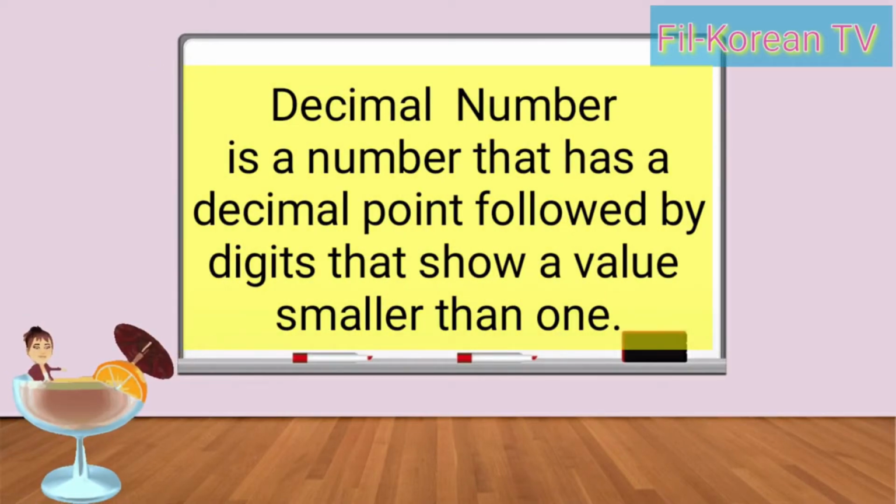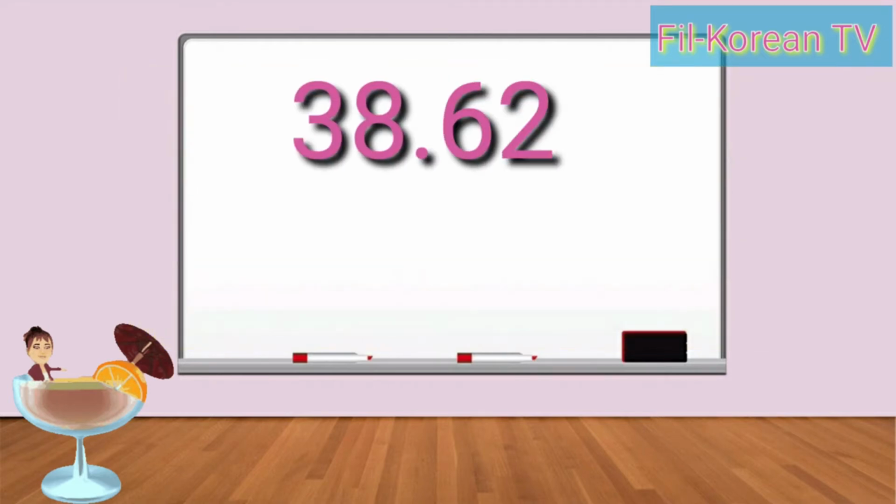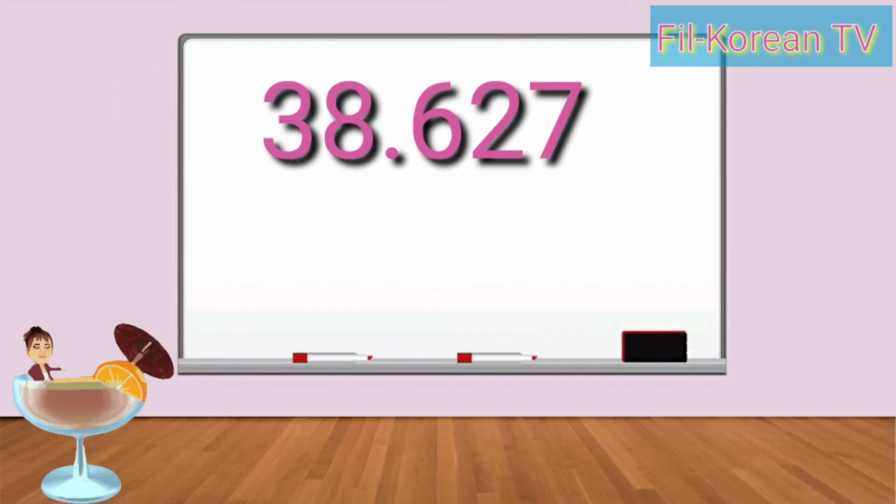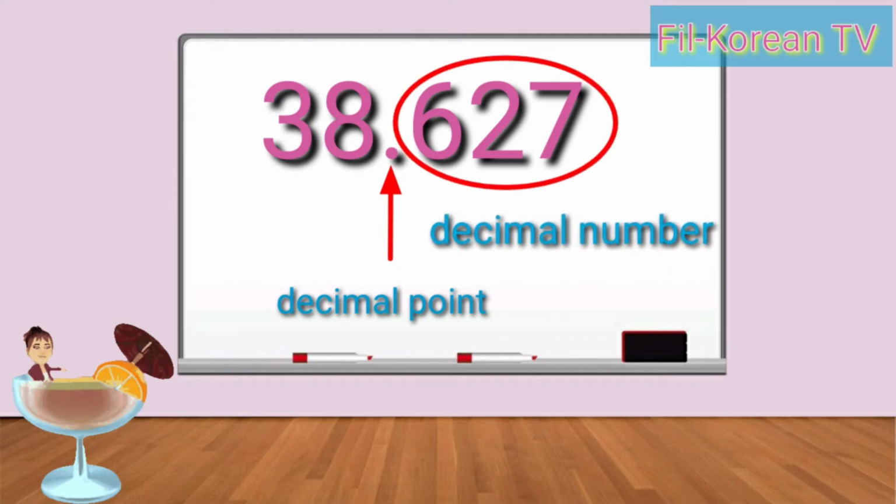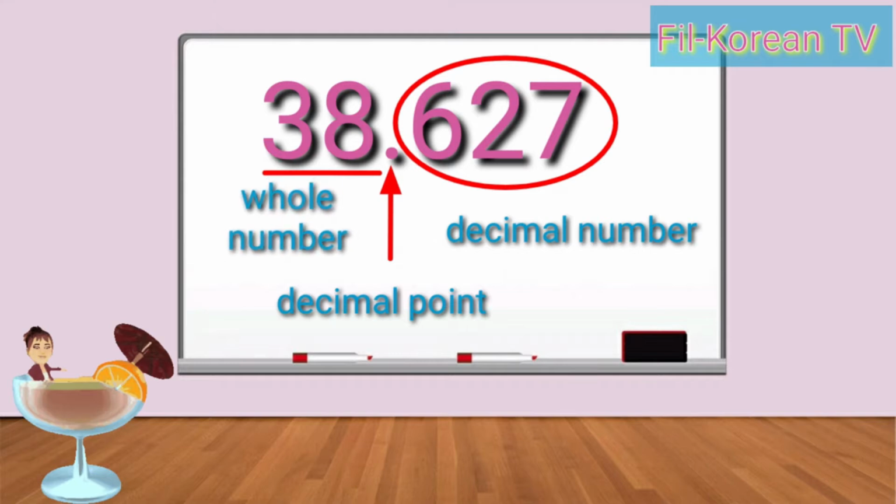A decimal number is a number that has a decimal point followed by digits that show a value smaller than 1, like 38 and 627 thousandths. The period is what we call the decimal point, and the number to the right of the decimal point is the decimal number, and the number to the left of the decimal point is the whole number.